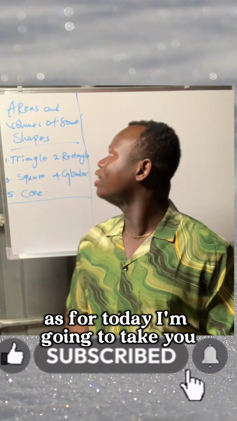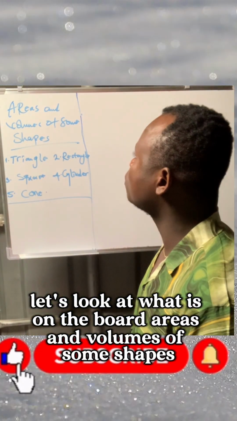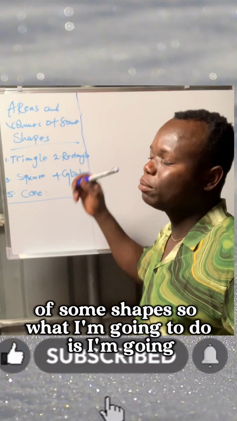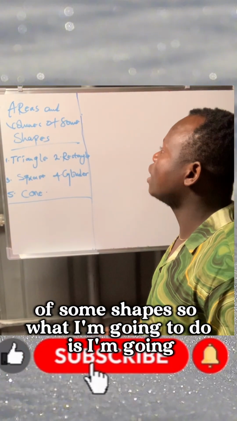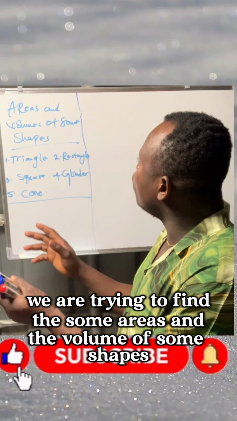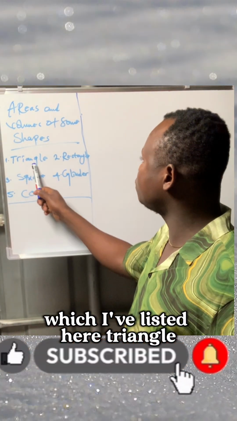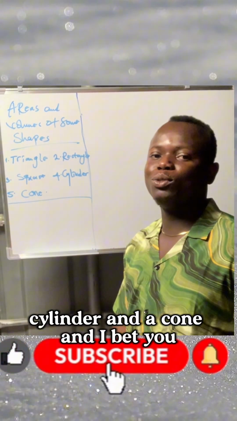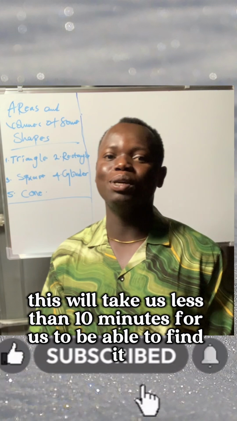As for today, let's look at what is on the board: areas and volumes of some shapes. We are trying to find some areas and the volume of some shapes which I've listed here: triangle, rectangle, square, cylinder, and a cone. And I bet you this will take us less than 10 minutes.